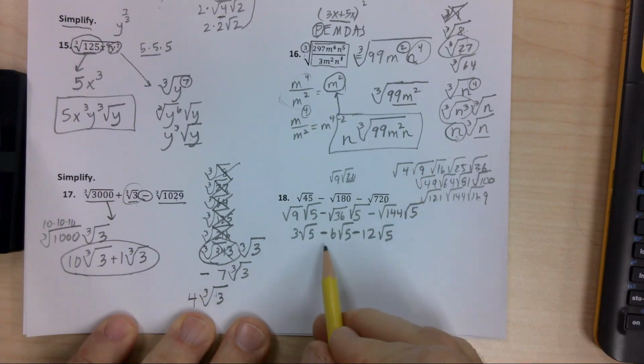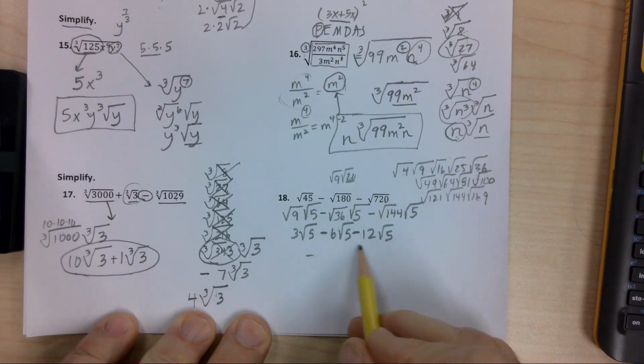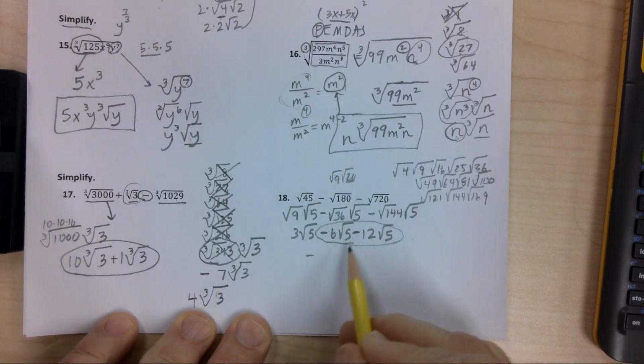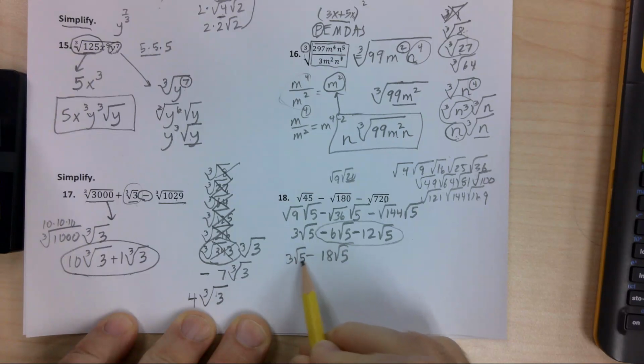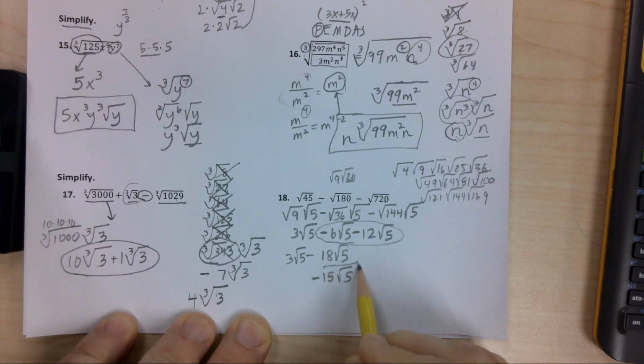And so we get negative, well, we can add our negatives together, negative 18 square root of 5, and then 3 square root of 5, which would be a negative 15 square root of 5.